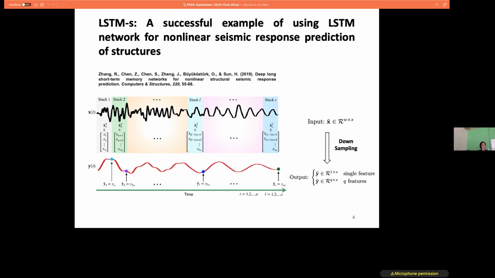If they have multiple stories, let's say Q stories, it would be Q features. But as they go from input parameter space to their output, they are doing some sort of downsampling, depending on the window size they are considering. But it was really successful in terms of capturing the response on the problems they have studied in that application. So we decided to build our model on top of this model, but we made some changes here.